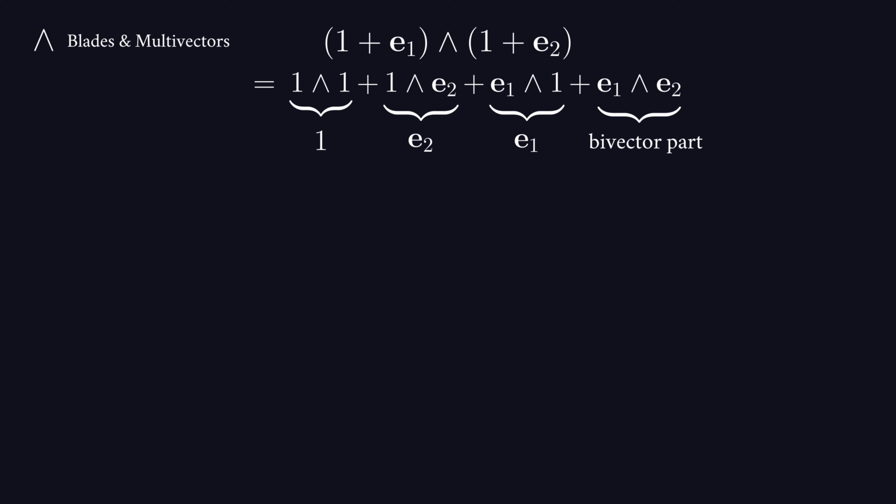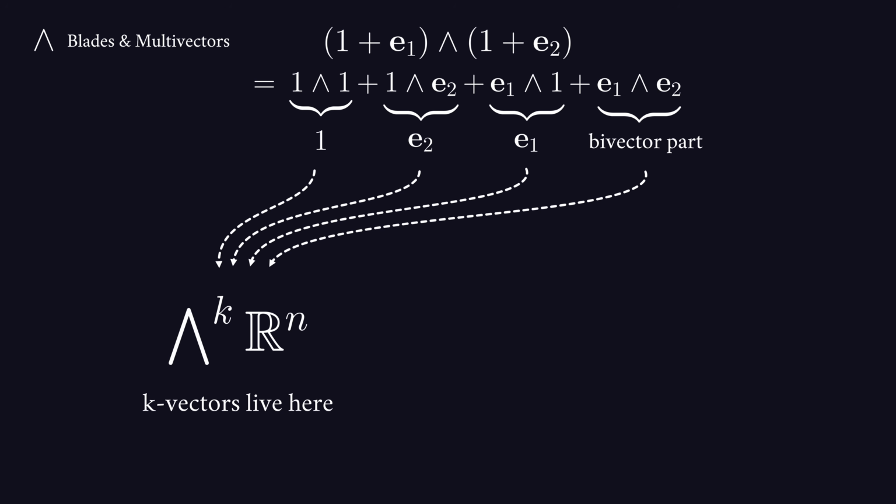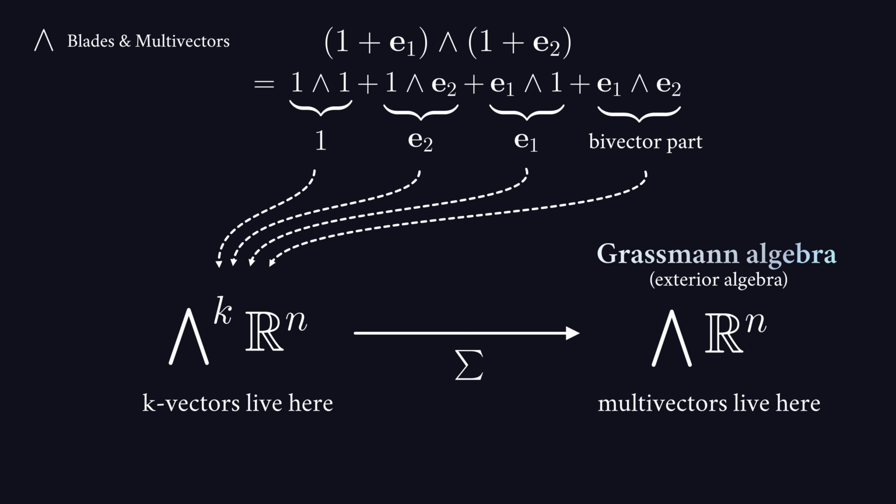These k-vectors live in this space that we've already seen when we discussed k-blades, but now more general for k-vectors. If we add those vectors together, we end up in a new space, which is called the Grassmann algebra, or also exterior algebra. And the multivectors live here. The difference in the notation is just that we drop this superscript k, because now we can have mixed grades together, as we've seen.